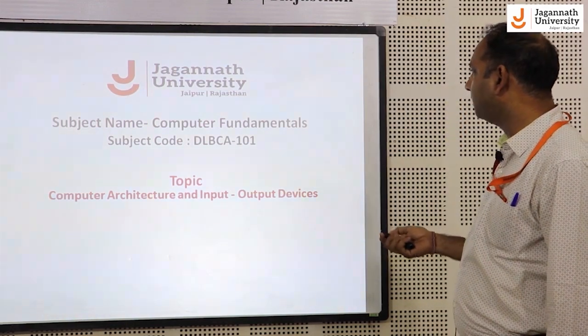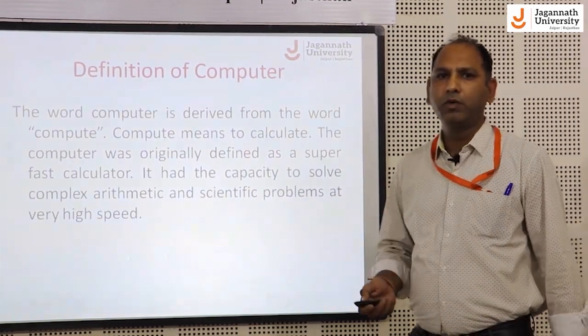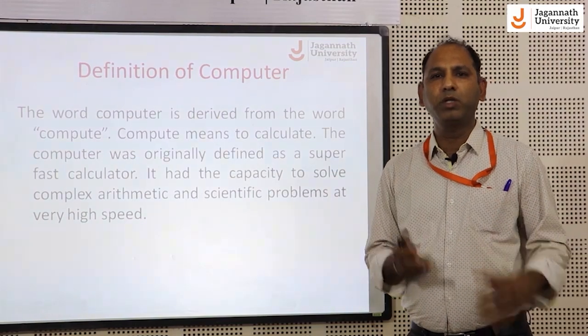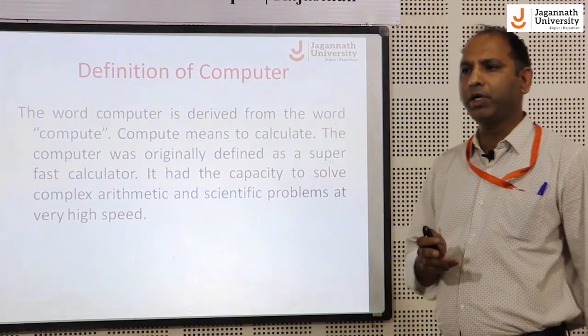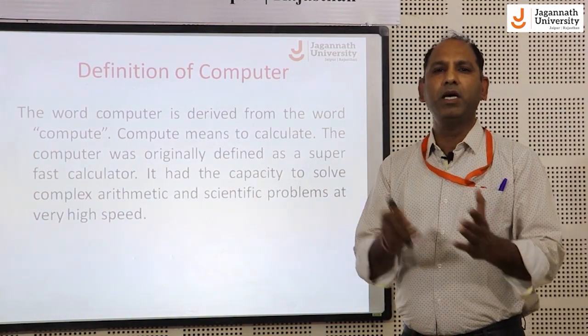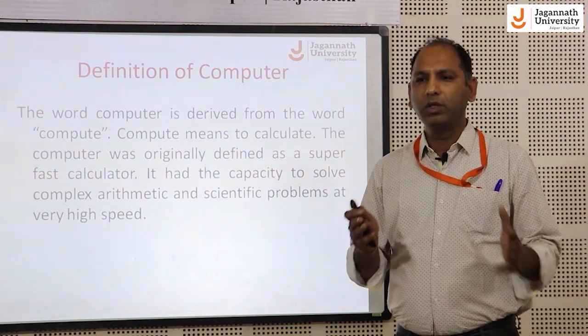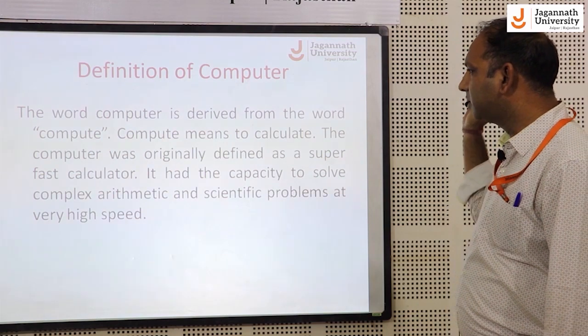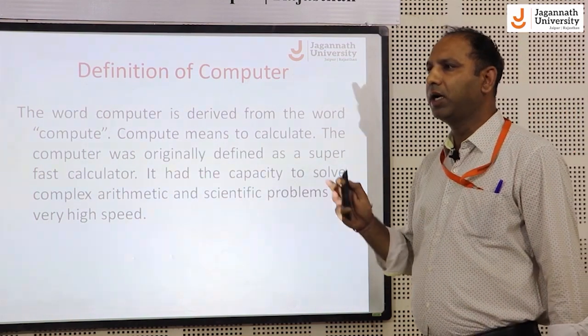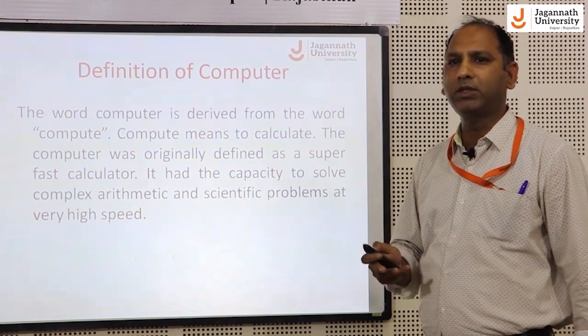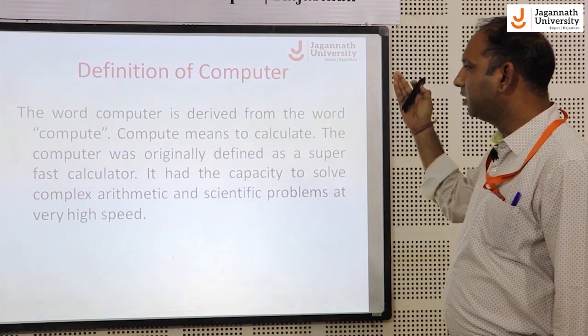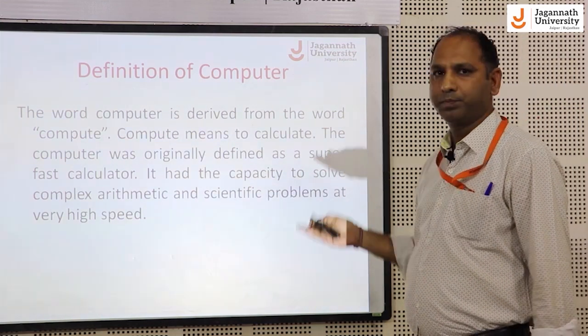Okay. So what is the computer? First of all, you have to know what a computer is. The word computer is derived from the word compute, and compute means calculator. So the calculator does calculations, arithmetic and logical operations, and this is the computer system.